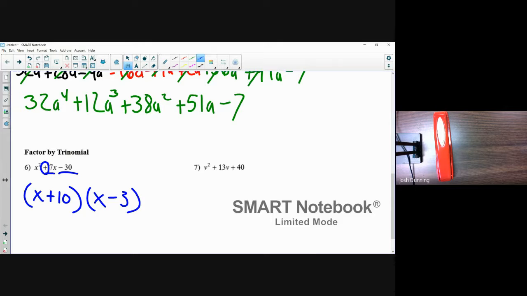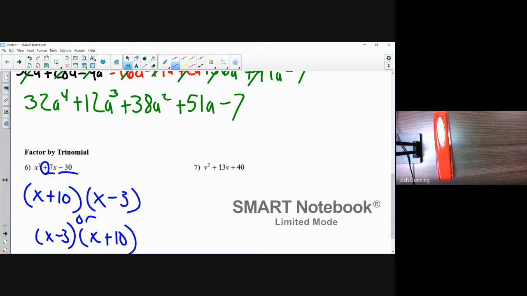Just like I said, 10 minus 3 would give you 7. Now, it's fine on these. If you switch that, as long as the 10 stays with the plus and the 3 stays with the minus, those 2 answers right there are the same thing. Just like 10 times 3 is the same thing as 3 times 10.